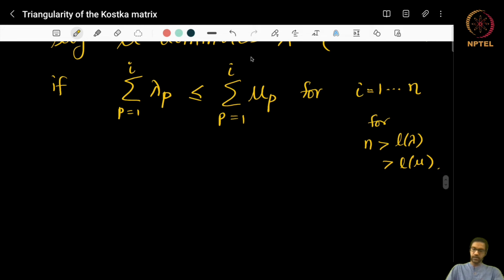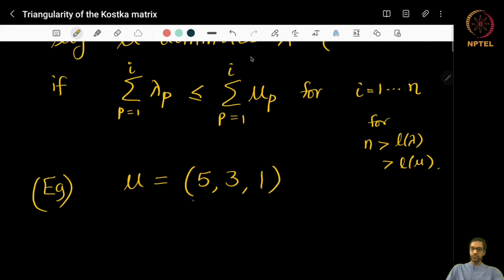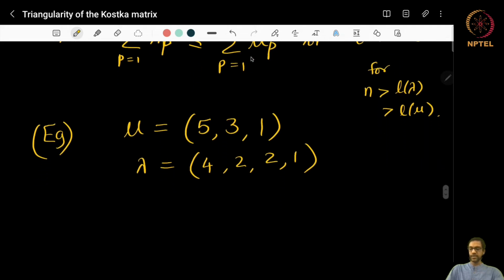So let's just look at the following example. If I take mu to be the partition 5, 3, 1, it's a partition of the number 9, and if I take lambda to be the partition 4, 2, 2, 1, since 4 plus 2 is 6, plus 2 is 8, plus 1 is 9. Okay, mu is 5, 3, 1 and lambda is 4, 2, 2, 1. Now, in order for me to apply the definition, what am I supposed to do? I just have to see, is the first part of lambda smaller than the first part of mu?